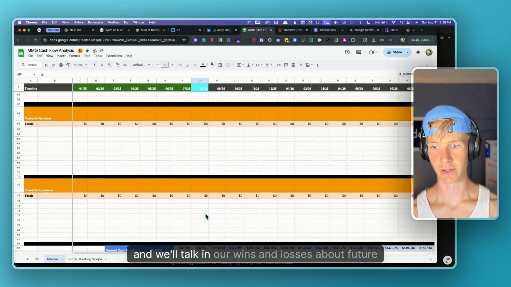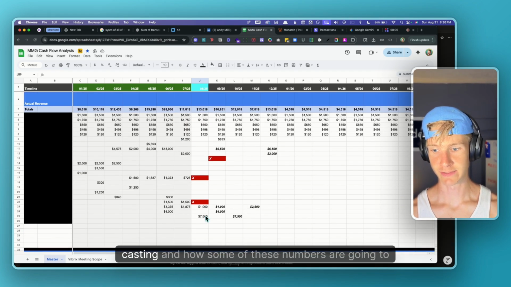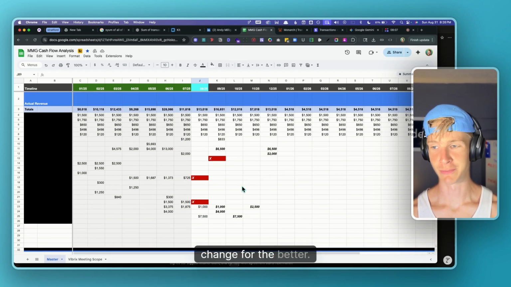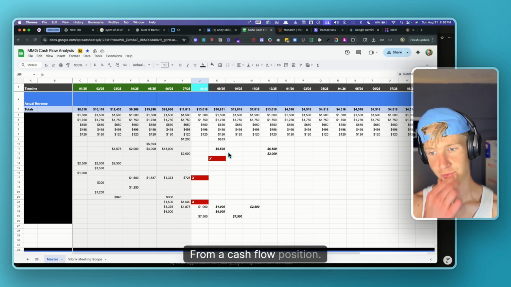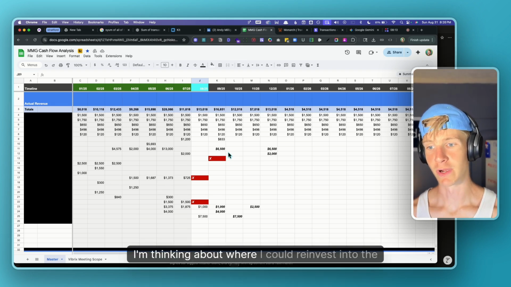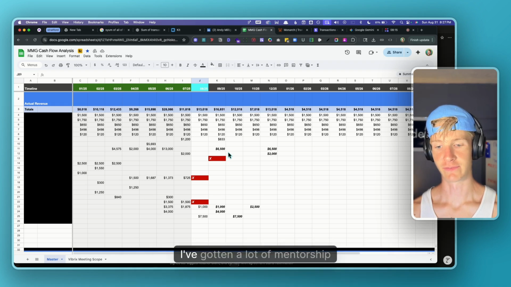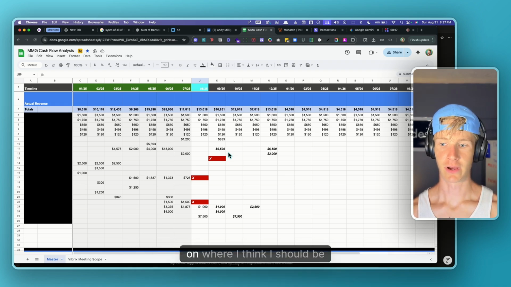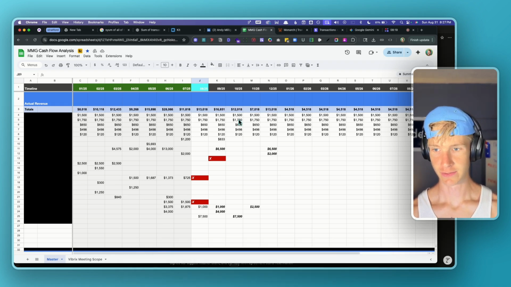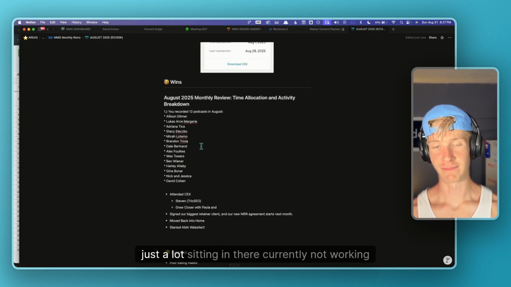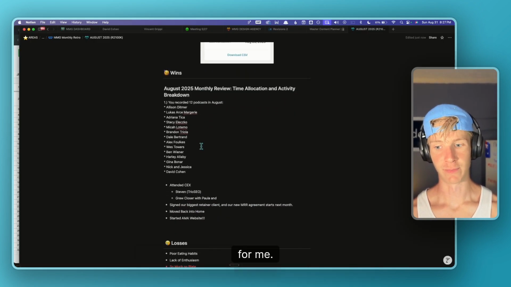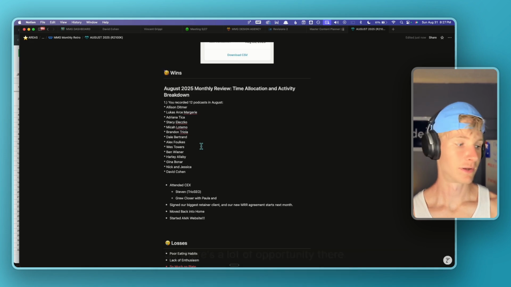And we'll talk in our wins and losses about forecasting and how some of these numbers are going to change for the better. But yeah, we're looking good from a cash flow position. I'm thinking about where I could reinvest into the business. I've gotten a lot of mentorship on where I think I should be reinvesting in the business because there is just a lot sitting in there currently not working for me. So there's a lot of opportunity there.